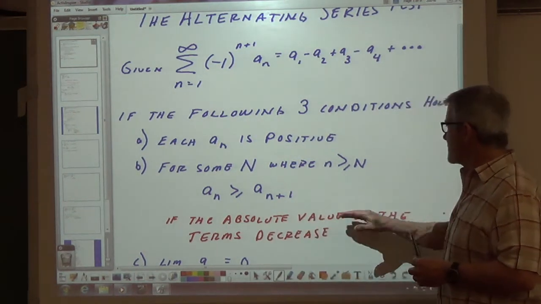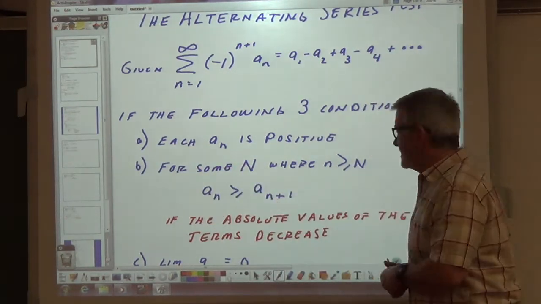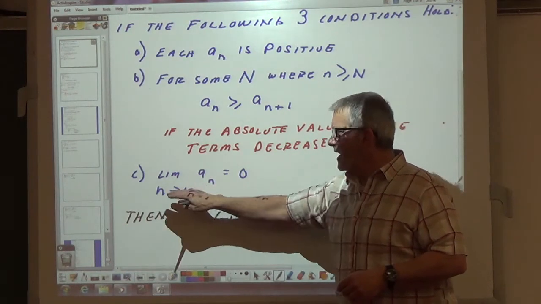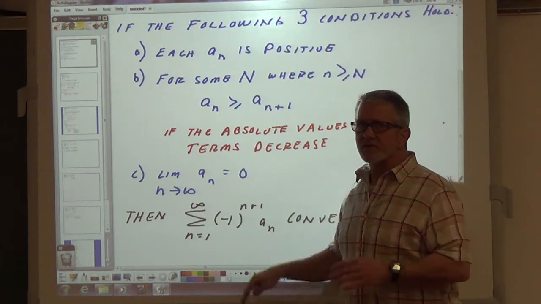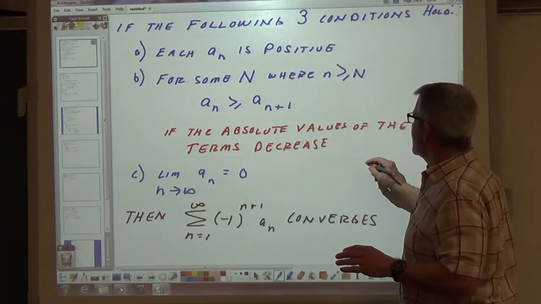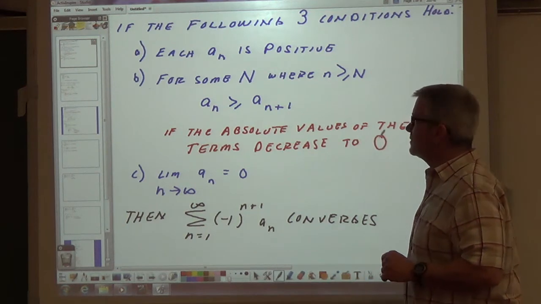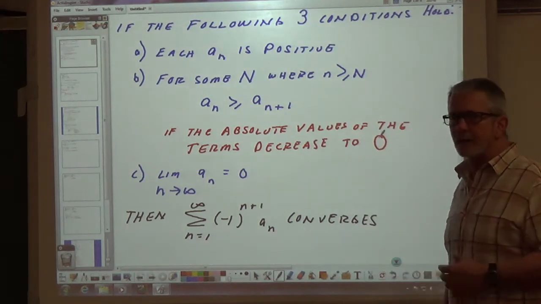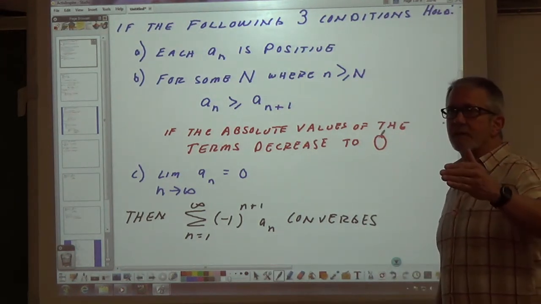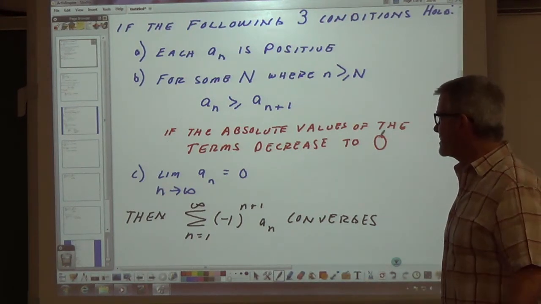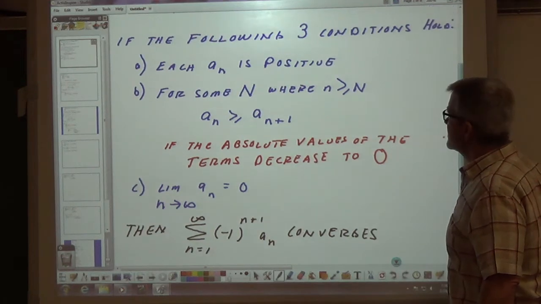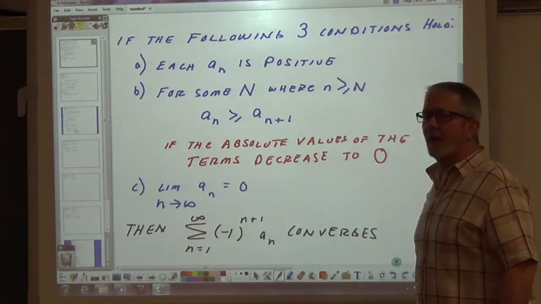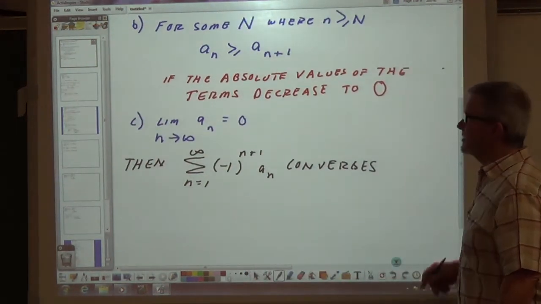If the absolute values of the terms decrease, that's the second condition. Not only do they have to decrease, but the terms, as n goes to infinity, must go to 0. So they have to decrease, and they have to decrease to 0. I've seen this in other books where they just say the absolute value of the terms decreases to 0, provided the terms are positive. If A and B and C all hold, then we say that this alternating series converges.